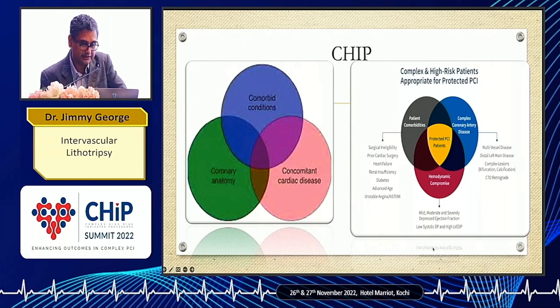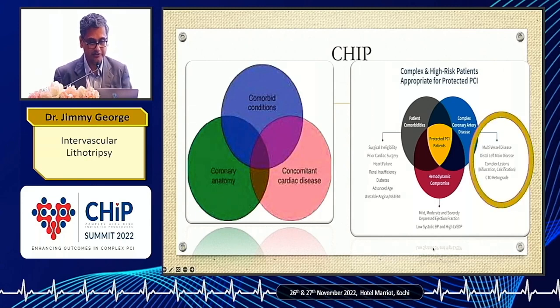comorbidities. So the only thing is when you have a complex lesion like a bifurcation, calcification or a CTO, or something like a post-CABG where graft occlusion is there, that is a situation where the patient condition also worsens, you need to give some results as early as possible with minimum complications occurring on table.